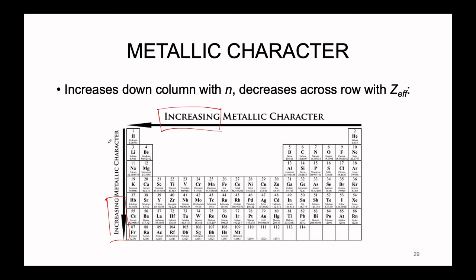So from this, we can conclude that elements that have very large atomic numbers n are going to have very strong or notable metallic character. So that would make francium the most metallic element on the periodic table.